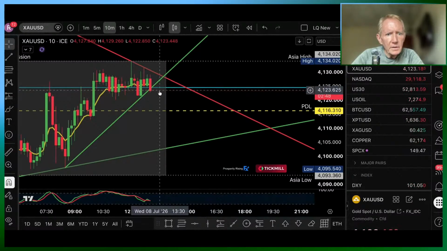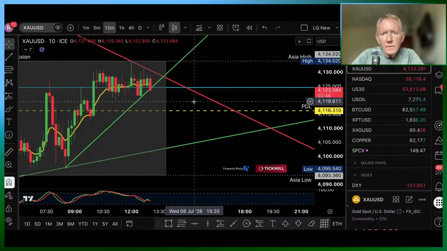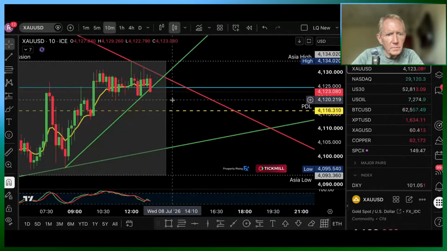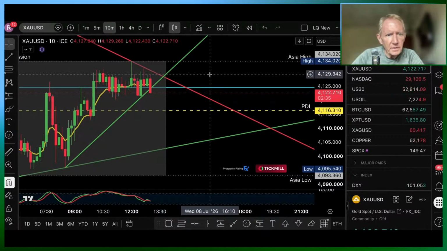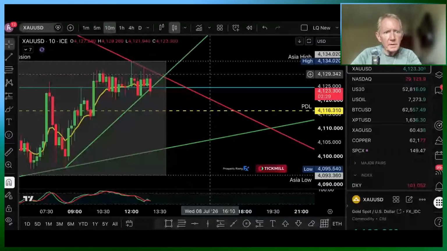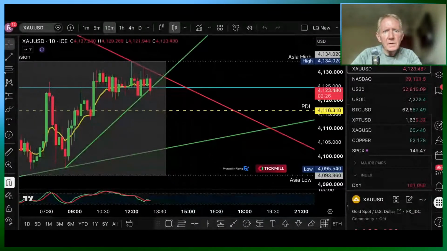Okay, what are we getting here now? Still 2 minutes to go on this one. Got a nice bearish candle here, eh? Let's go over and look at my other chart.